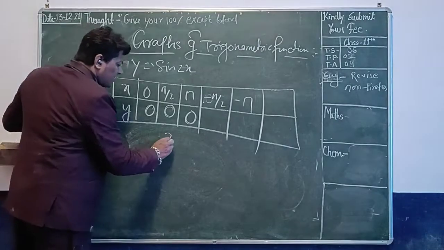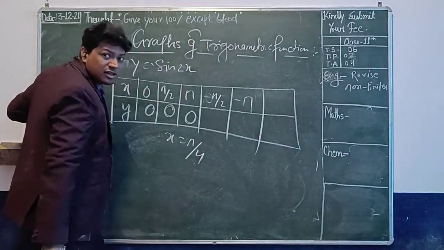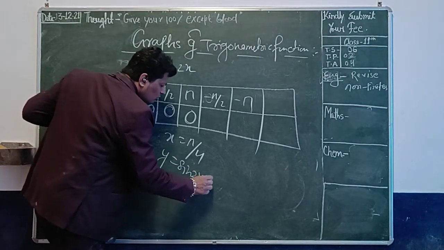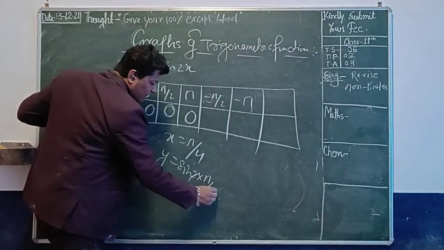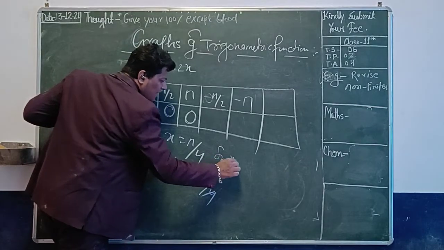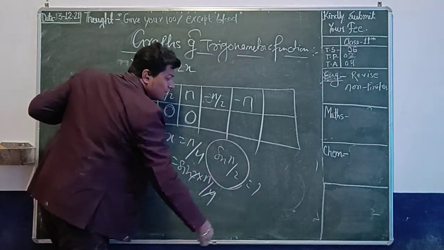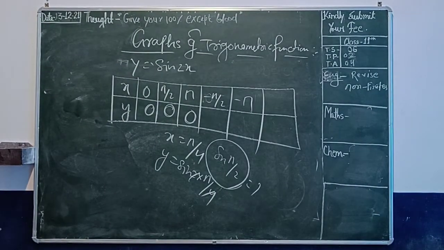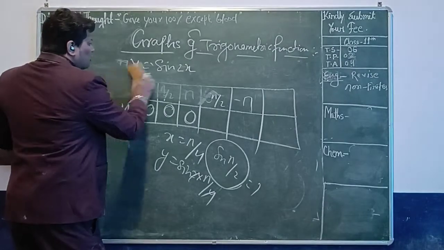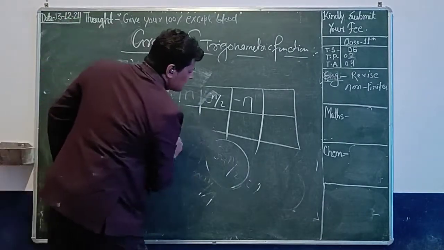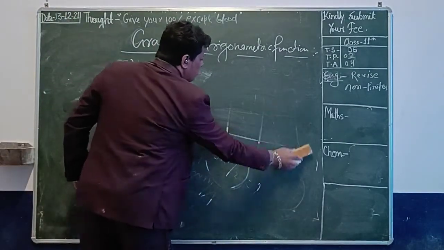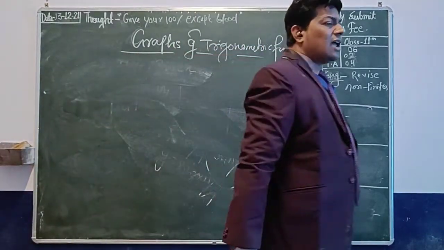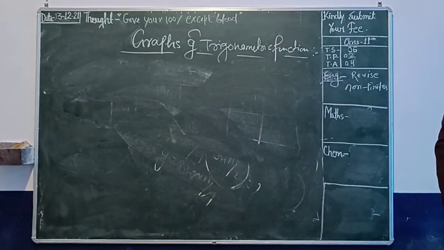So simply, if you take x equal to pi by 4, listen carefully. Y equal to sin 2 into pi by 4, you are getting sin pi by 2. Sin pi by 2 will be 1. If you take pi by 4, you will get the value 1. Is it clear? So you can make a table with pi by 6, pi by 2, pi by 3, pi by 4, whatever numbers you want, and according to that you can calculate the value.